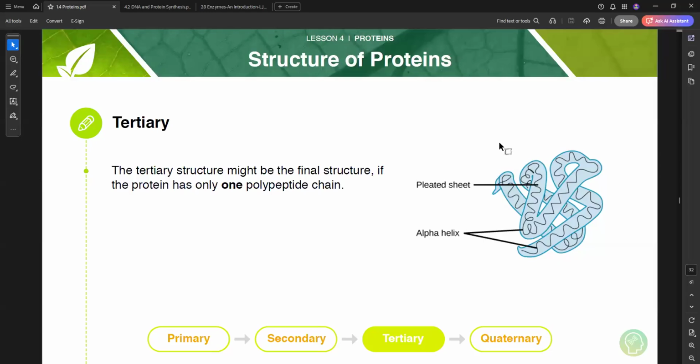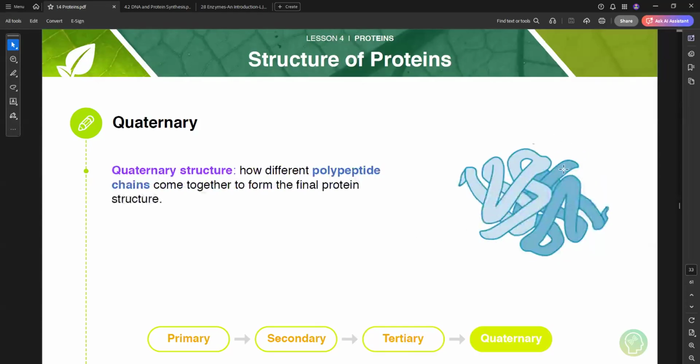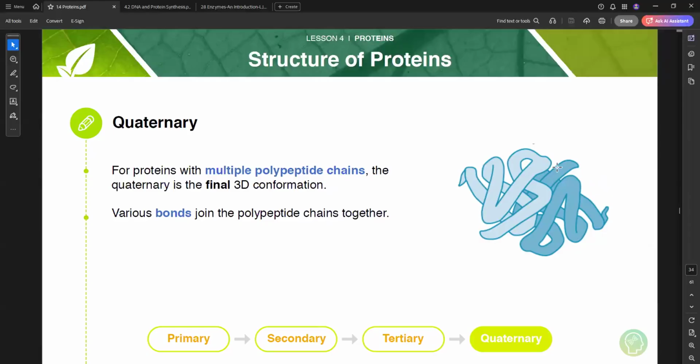And this might be the final structure if the protein has a single polypeptide chain. As said, quaternary is where we have multiple polypeptide chains coming together, integrating to form a final protein structure. Now, the bonds that join this, you do not need to be able to name because they are various depending on what the overall protein is going to be, and there will be other associated molecules like cholesterol and so forth that might be inputted into the molecule to give it its function too. The important thing is this is the final 3D conformation. Okay.